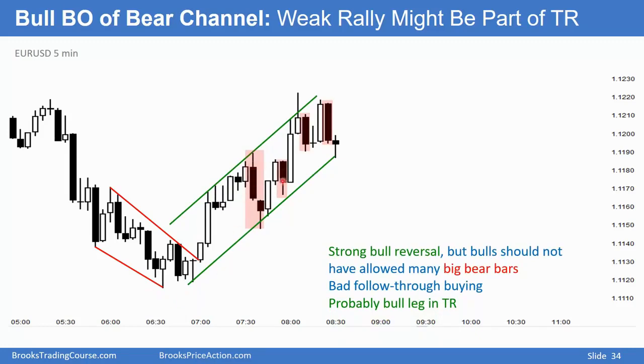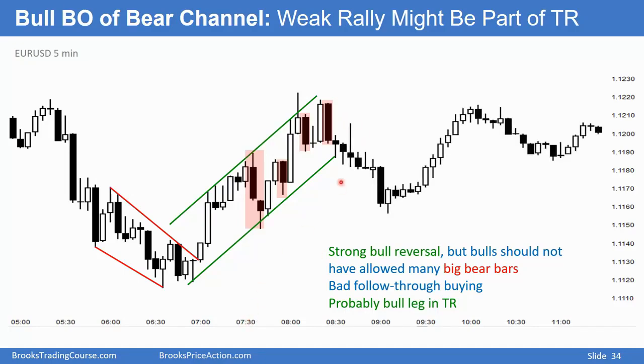Why did the bulls allow all of these bear bars? Is that typical of a strong bull trend? Also, why are we hesitating getting a double top here at a prior high? Bad follow through buying, just like this was a weak bear trend and probably a bear leg in a trading range. This initially was strong, but it's becoming weak now. It's probably a bull leg in a trading range. And you can see bear breakout below the bull channel and then sideways for a lot of bars.